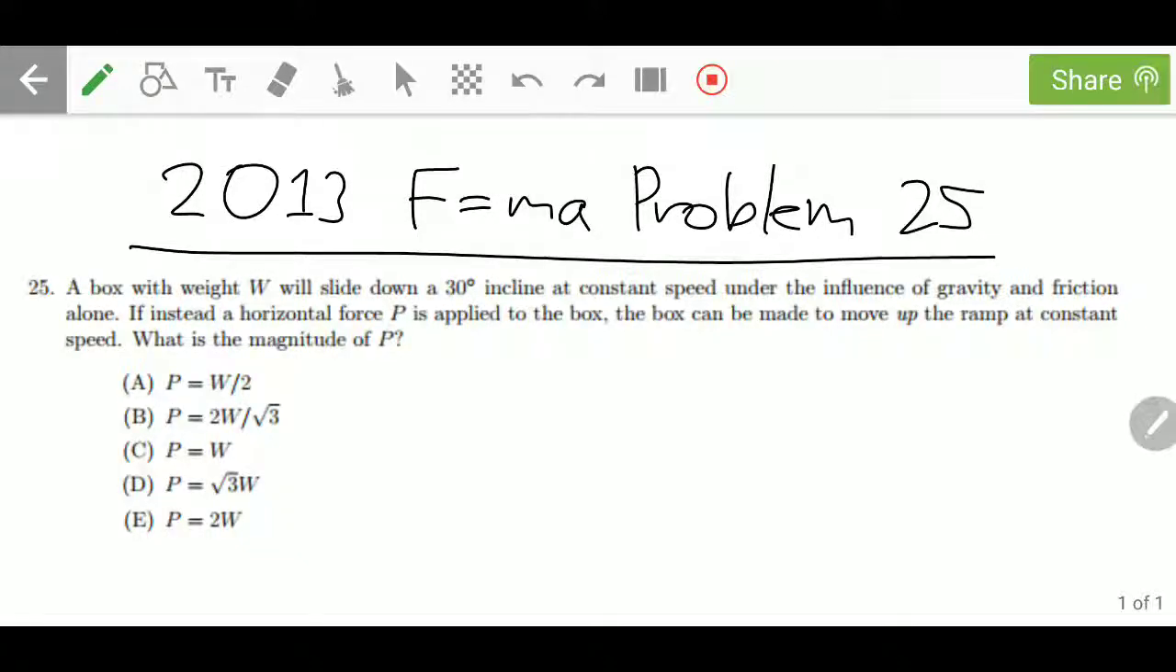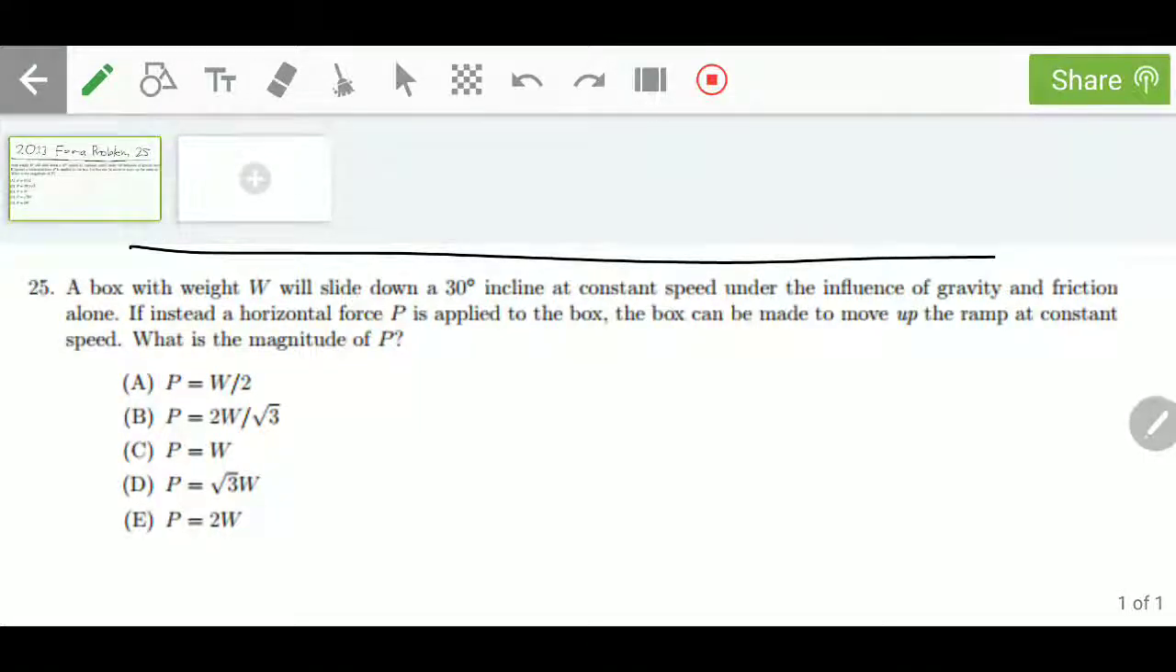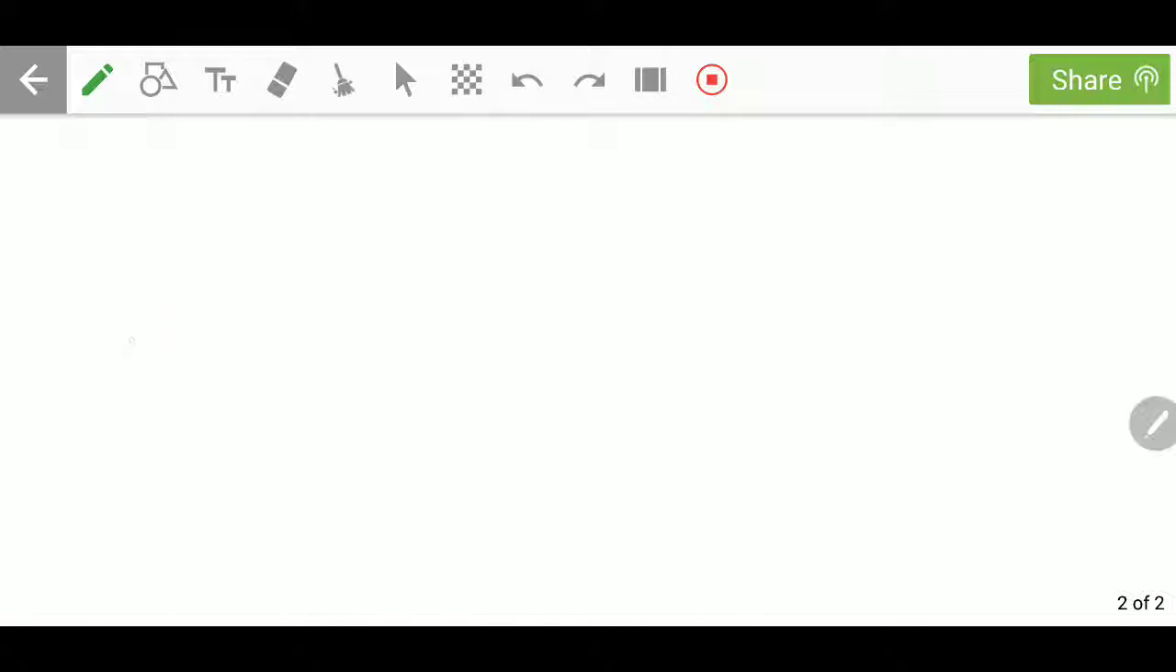Hello. In this video, I'm going to explain problem 25 from the 2013 F equals MA contest. In this problem, we are told that a box with weight W will slide down a 30-degree incline at constant speed under the influence of gravity and friction alone, and then we're asked to find what horizontal force can be applied to make the box move up the ramp at a constant speed.